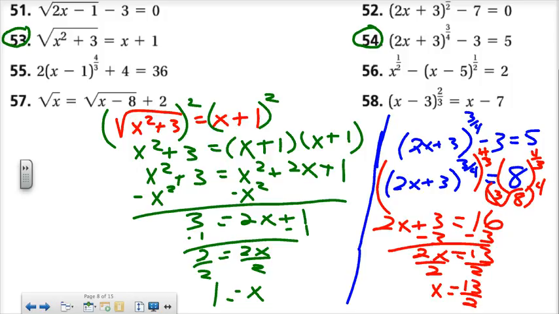And unfortunately, I think the book puts that into a decimal. But you know what, when you check it, it's much easier to check it as a fraction because 2 times 13 halves is 13. So when you're checking it, just leave it as a fraction as you go through there.